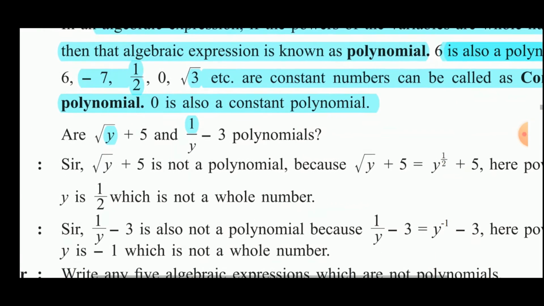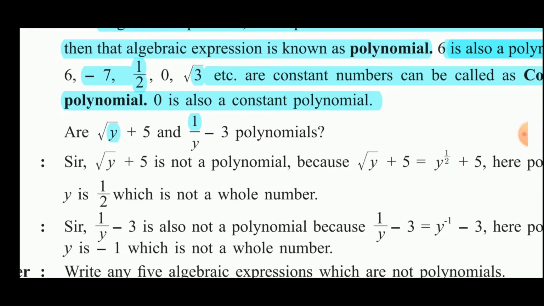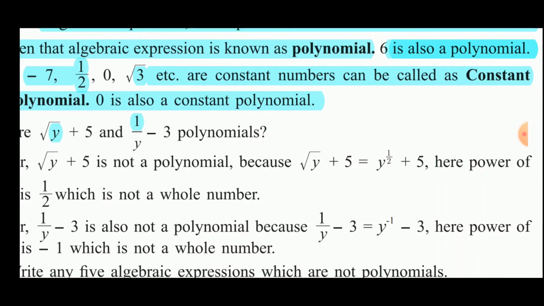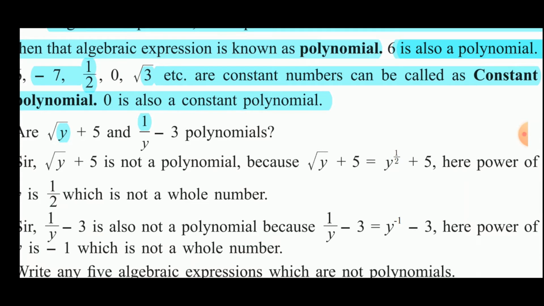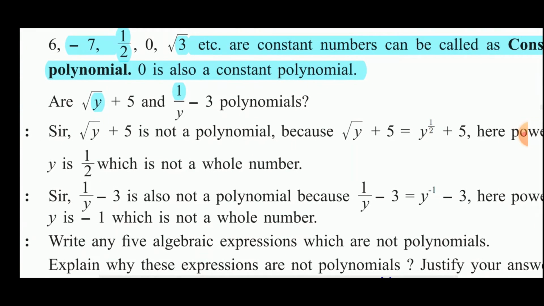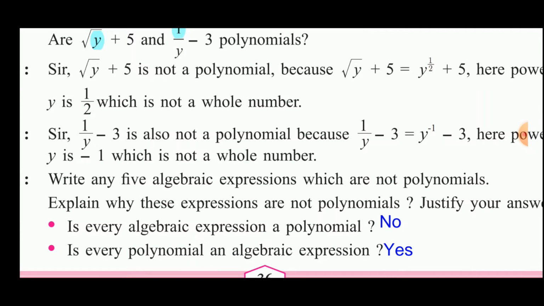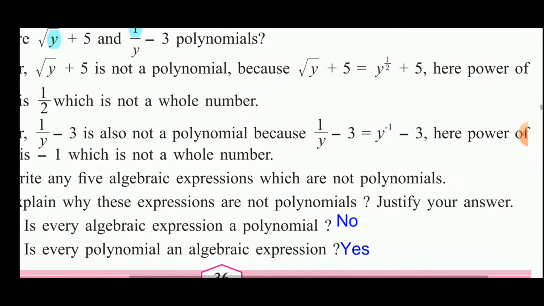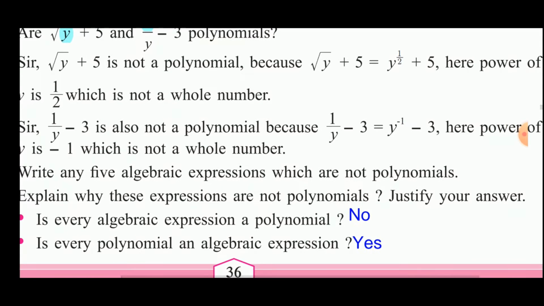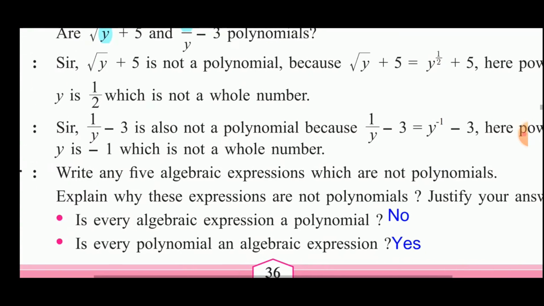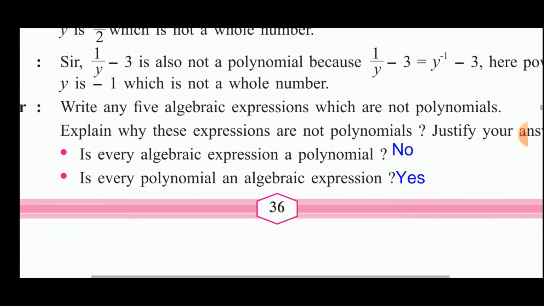Now the next question is, are root y plus 5 and 1 upon y minus 3 polynomials or not? Root y plus 5 is not a polynomial because root y you will write as y raised to power half, plus 5. Here the power of the variable y is half, which is not a whole number. Then 1 upon y minus 3 is also not a polynomial because 1 upon y minus 3 is equal to y raised to power minus 1, minus 3. Here the power of y is minus 1, which is not a whole number.